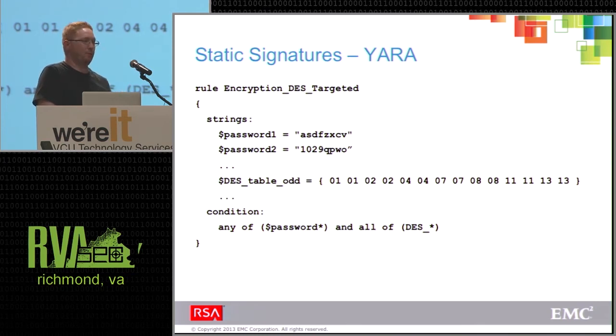Here's a byte pattern for DES tables that we know is always going to be there if you use DES encryption. And you say, if this table exists and any of these passwords show up in that data stream, then it's going to be one of these targeted attacks. Same basic idea. You take data, you look at the stream of data for it, and say, do these exist, or a combination of them exist in any way? If so, then it's probably this malware.